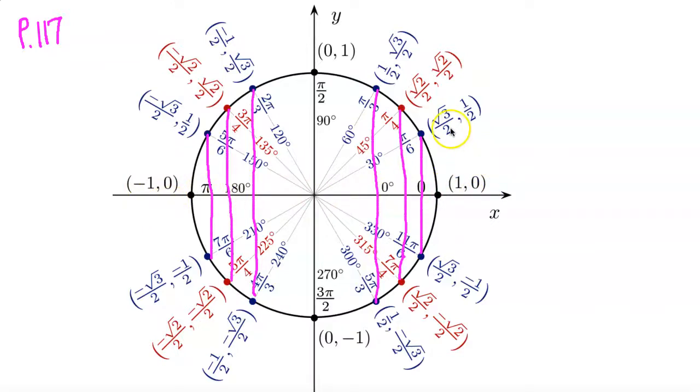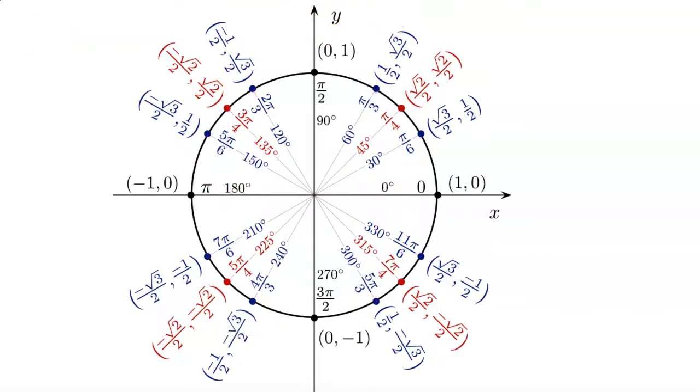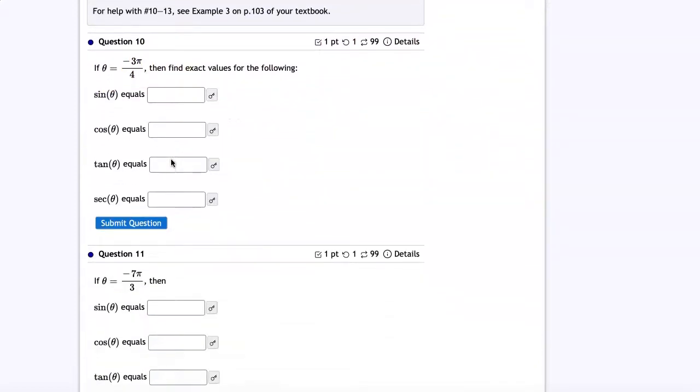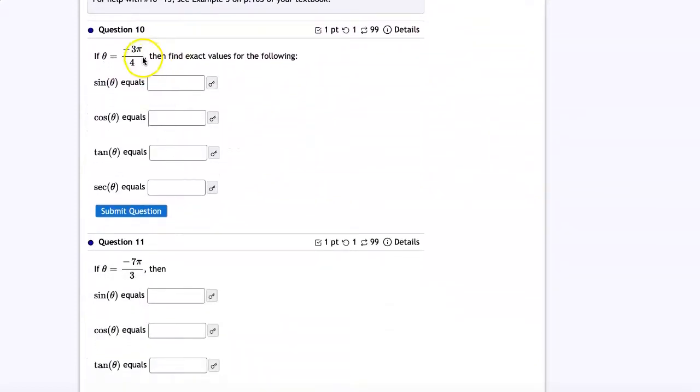The x values correspond to cosine values. The y values correspond to sine values. So now let's clear this and use the unit circle for my open math. Let's go back here. We had theta is equal to negative 3 pi fourths. So we just need to find negative 3 pi fourths on the unit circle.